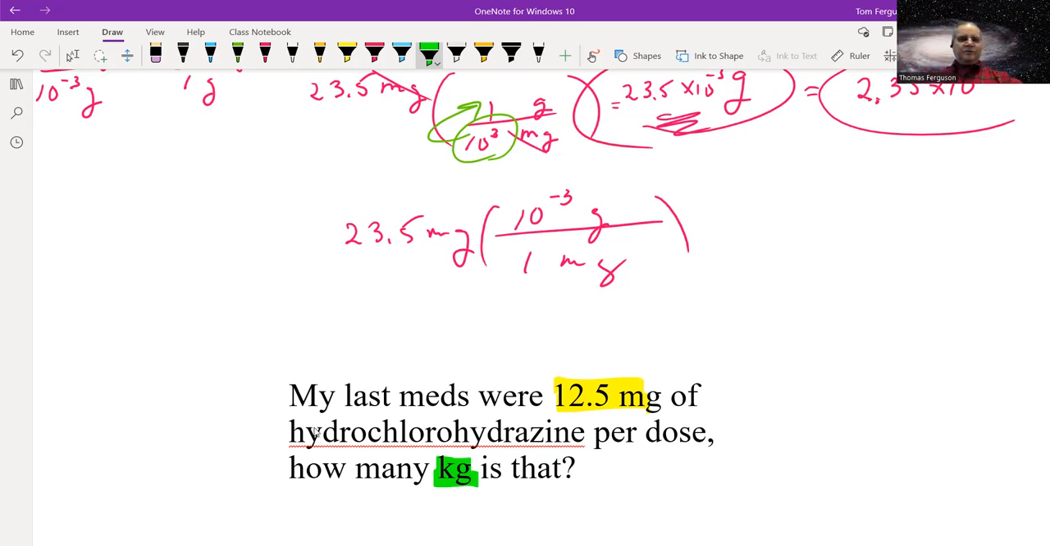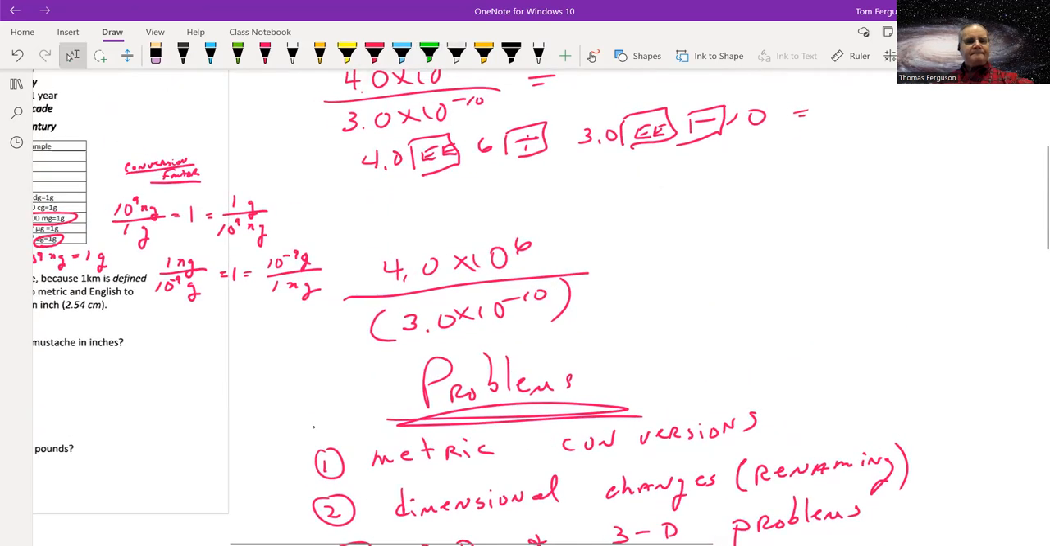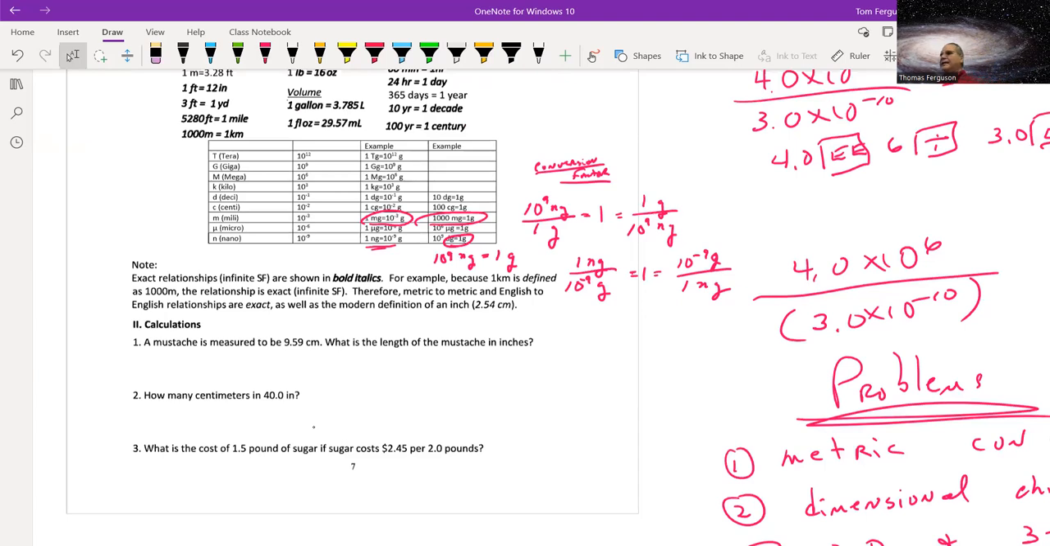So the problem now with metric conversions, and you have a chart, is that normally there is a base unit for everything. The base unit for mass is a gram. The base unit for dimensions is going to be a meter. Volume is going to be liters.